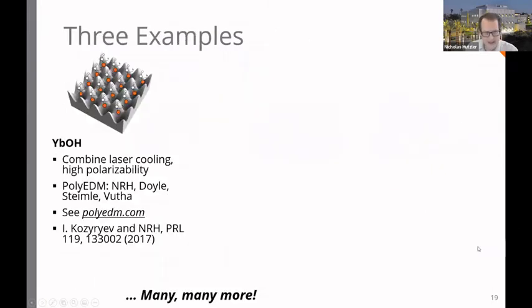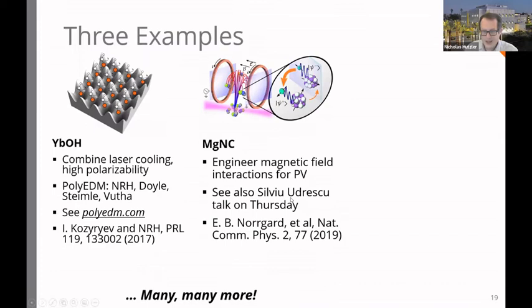So three examples, again, of polyatomic precision measurements going on. One is YbOH. This is something that I'm involved with, with John Doyle, Tim Steimle, and Amar Vutha, to combine laser cooling and high polarizability in polyatomic species. You can use the polyatomic structure to engineer magnetic field interactions in a very favorable way for parity violation searches. You'll also hear a talk on Thursday about this, not on polyatomic molecules, but using the same general idea of using magnetic fields to dramatically amplify parity violation searches. Polyatomic molecules offer some unique prospects for that.